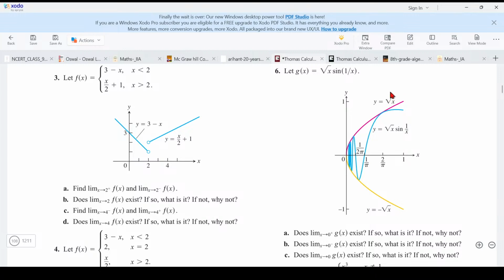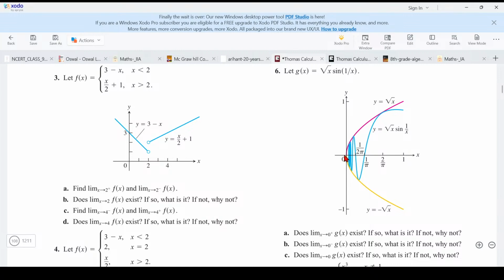What is the minimum value of root x sine 1 by x? By the same logic, the minimum value of 4 sine theta is minus 4, so here it is minus root x. So this one will always lie between these two. But by looking at the graph, we don't know where it is approaching. But we know root x and minus root x both approach 0.